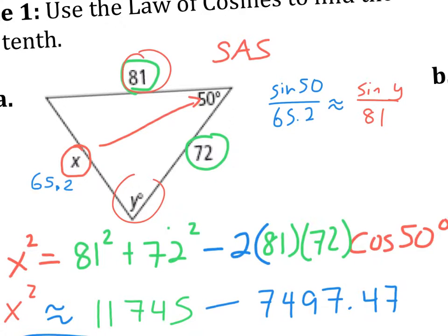Now I'm going to cross multiply and inverse sine. And when I do that, y is approximately 71.1 degrees, which is reasonable because clearly this side is larger, so the angle opposite has to be larger.